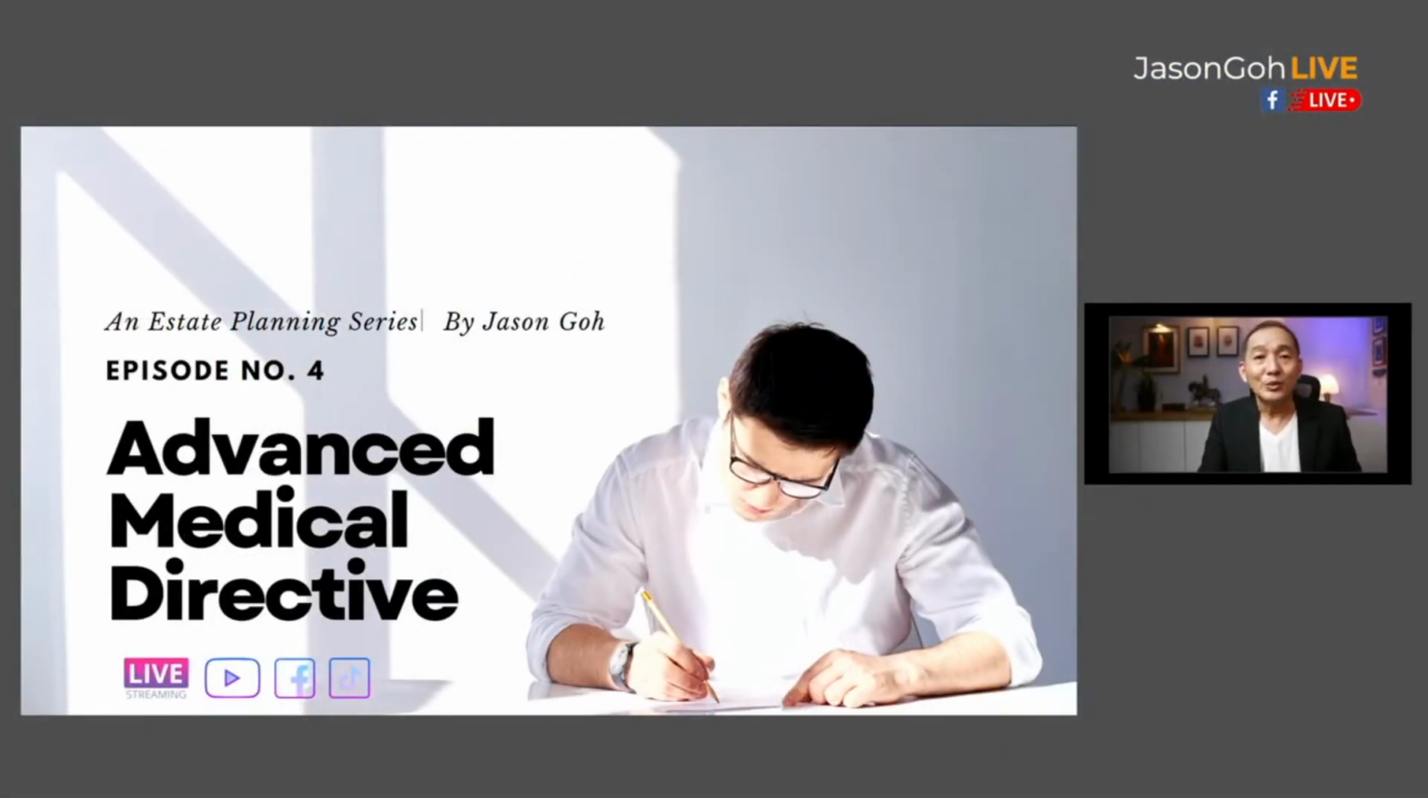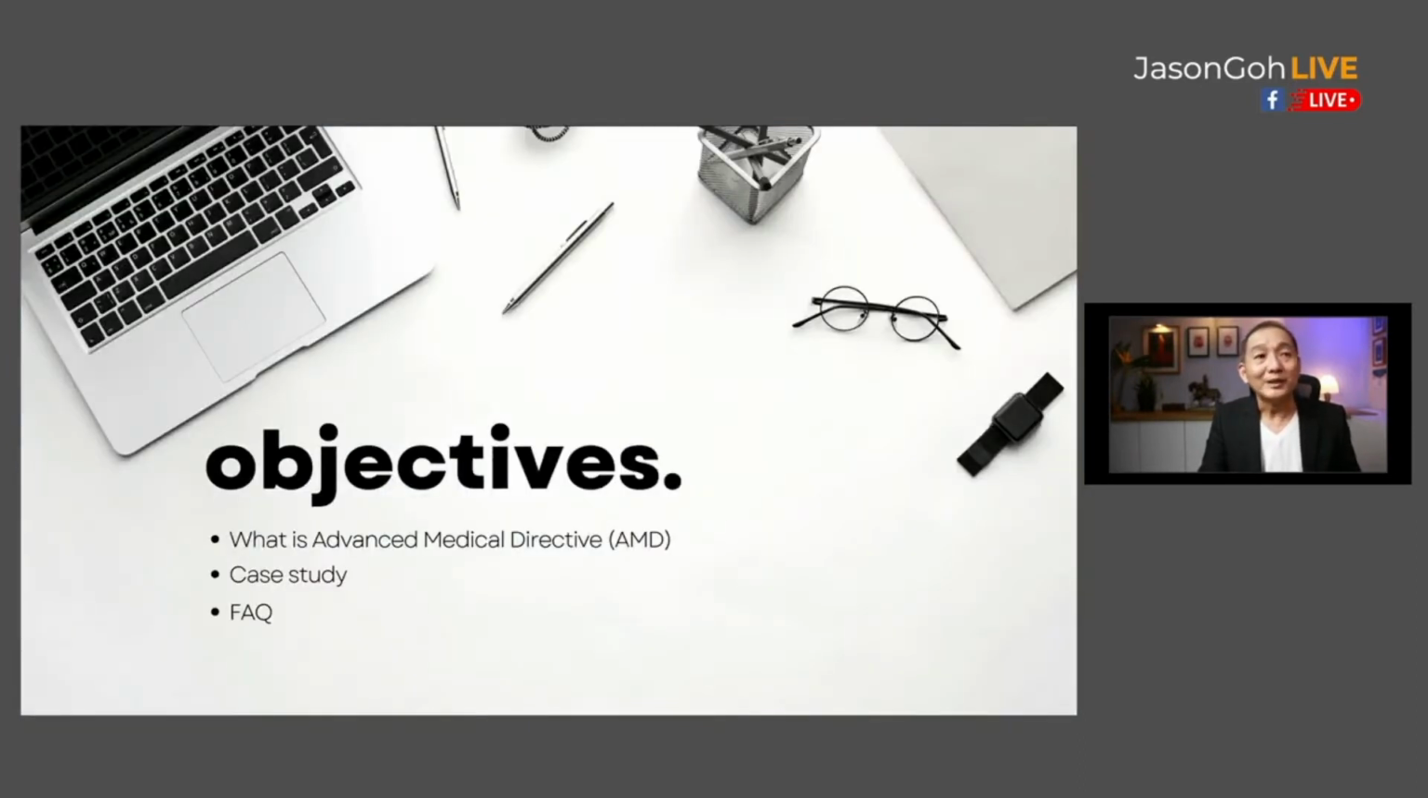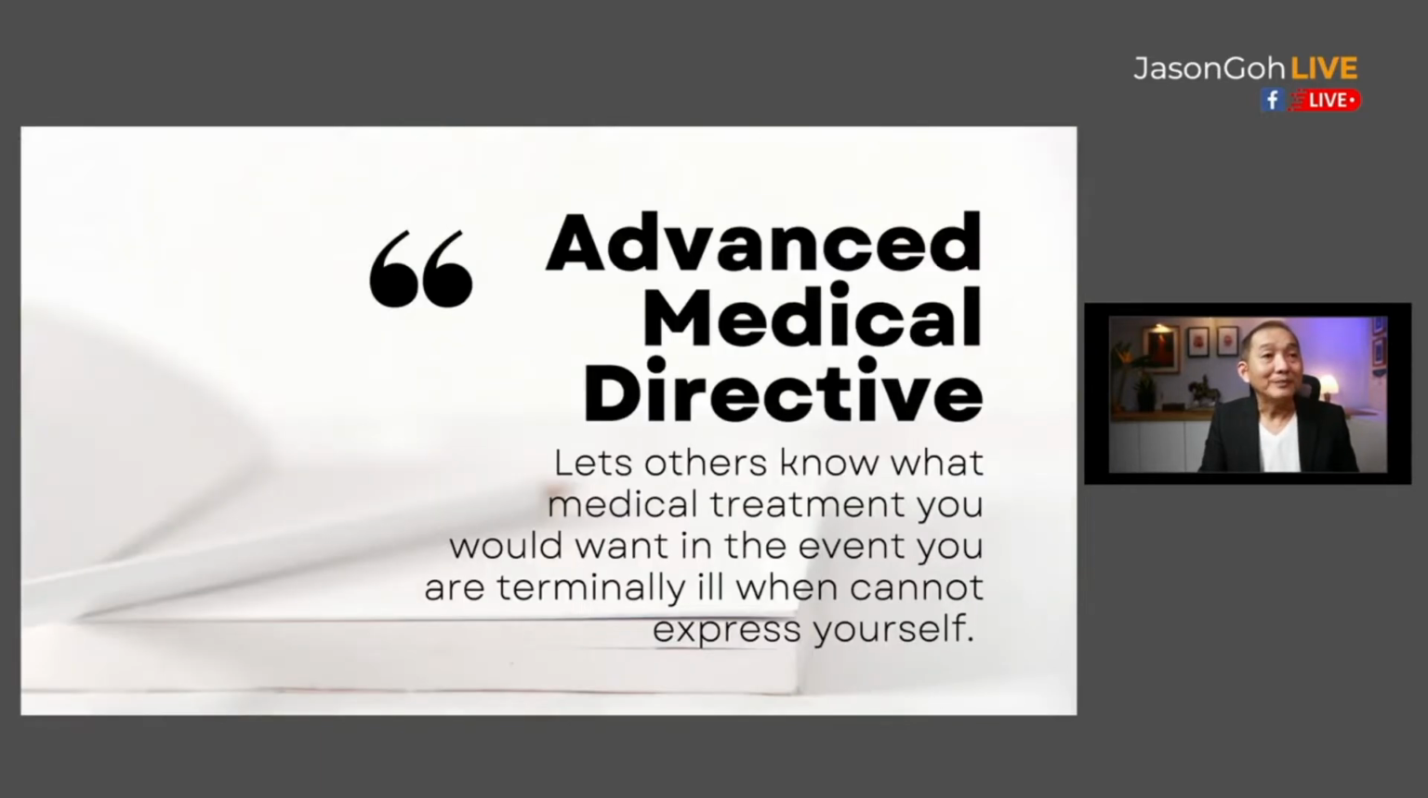So what is the objective today? I'm going to discuss what the advanced medical directive is, share one case study, and end with frequently asked questions. So what is an advanced medical directive? It's basically a living will. It lets others know what medical treatment you want in the event that you are terminally ill and cannot express yourself, that means you're unconscious. Without an AMD, doctors may prolong your life using artificial means for weeks or even months. Some cases are even years.